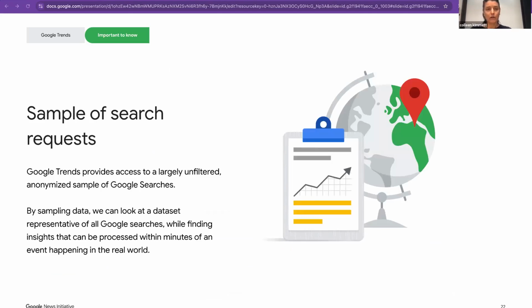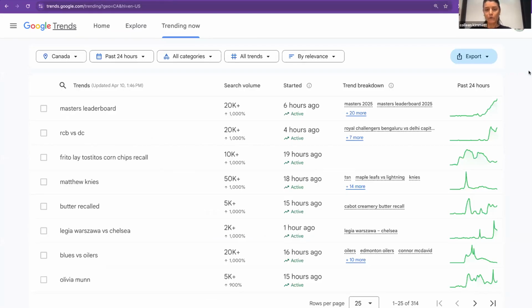And if you look here, I'm going to toggle over, and you can have this page open too on your browser. You can see here we have a spike in search interest in Matthew Knees. This is more of a gradual increase in the Masters leaderboard, which will probably continue as long as the Masters are on. We have a step increase in Frito-Lay's Tostitos corn chip recall, which went up and then has sustained as long as that recall is in the public's attention.